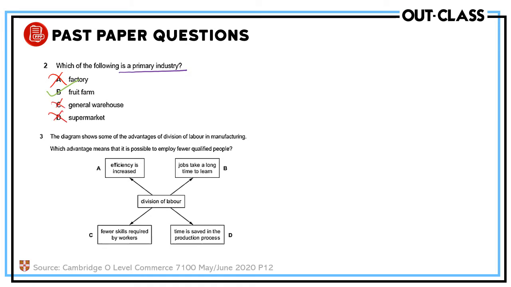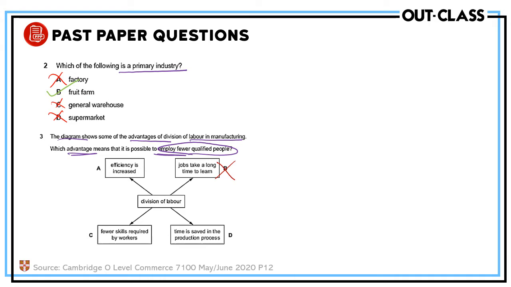All right, moving on, the diagram shows some of the advantages of division of labor in manufacturing. Which advantage means that it is possible to employ fewer qualified people? A, efficiency is increased. Okay, let's read the next one. Jobs take a long time to learn. Certainly, this would not be the answer. C, fewer skills required by workers. Let's see the last one as well. Time is saved in the production process.